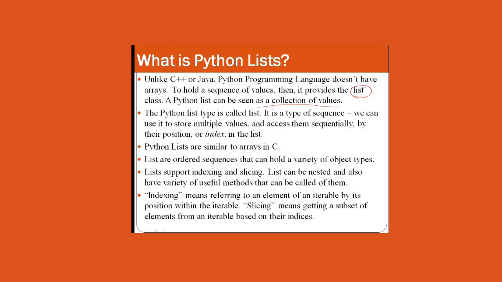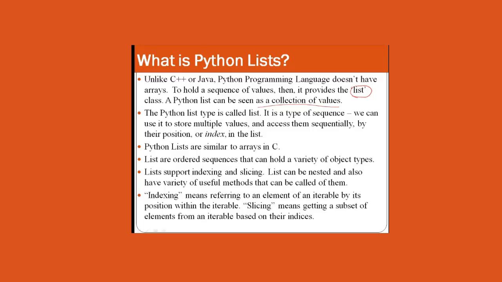So Python lists are similar to arrays in C, though no doubt we have differences. Lists are ordered sequences that can hold a variety of object types. Lists support indexing and slicing. Slicing we are coming to further. Lists can be nested also, and they have a variety of useful methods that can be called on them. Indexing, what do we mean by indexing? Indexing means referring to an element of an iterable by its position within the iterable. As in arrays, when we have to refer to a particular element, we put the index of that element inside square brackets. So this is basically indexing.